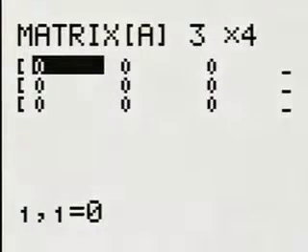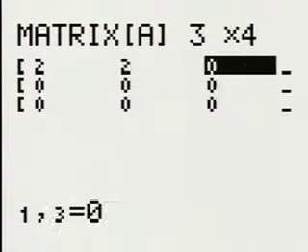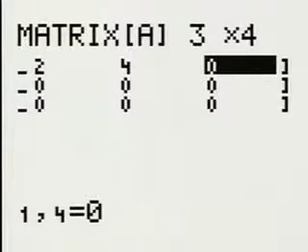So for Megan, the coefficient on x was 2. We press enter. The coefficient on y was 2, so we press enter. The coefficient on z was 4. We press enter. And then the constant was 90.